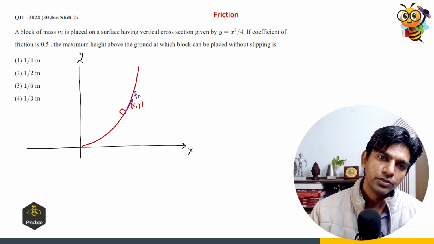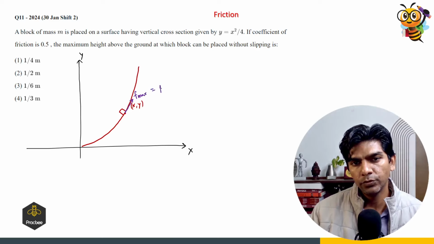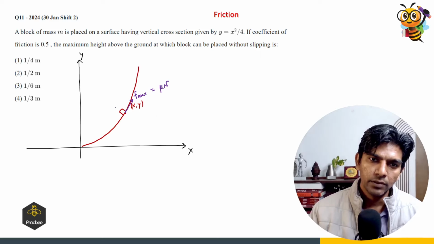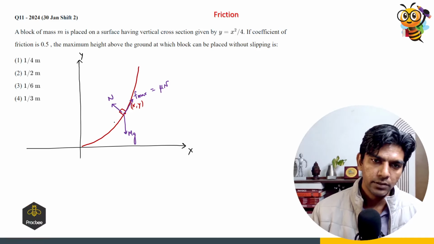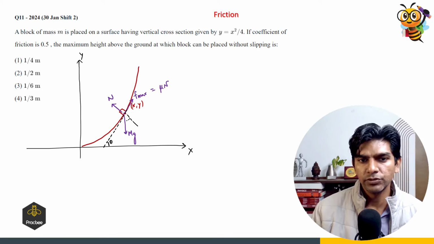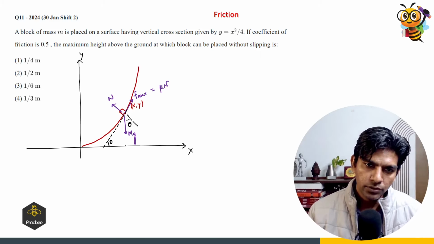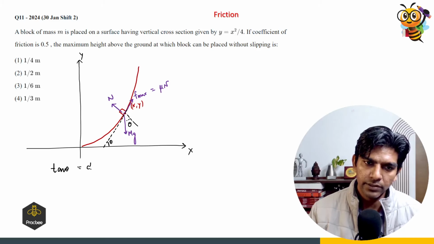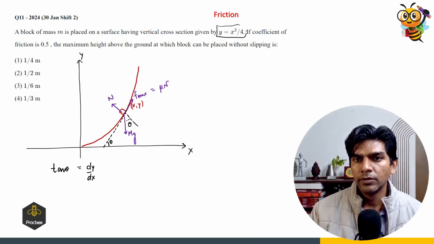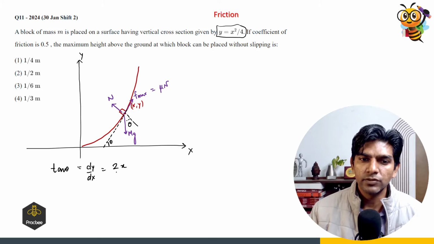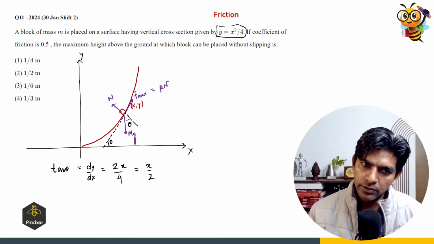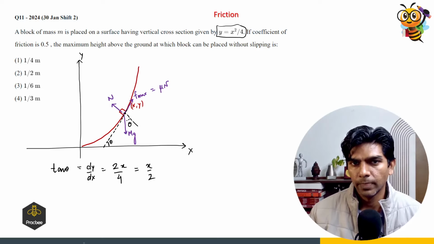That will be our maximum friction, or the limiting friction, which is nothing but mu times the normal reaction. Mu is given as 0.5. There will be a normal reaction, and apart from this, there will be weight, mg. So if I draw a tangent at this particular point, and let us say this angle is theta, then this angle is also theta. So what is tan theta? Tan theta can be written as dy by dx, and we have been given the equation. If you differentiate y with respect to x, we get the slope. So it comes out to be 2x by 4, which is x by 2. So we got the tan theta value at this particular position.